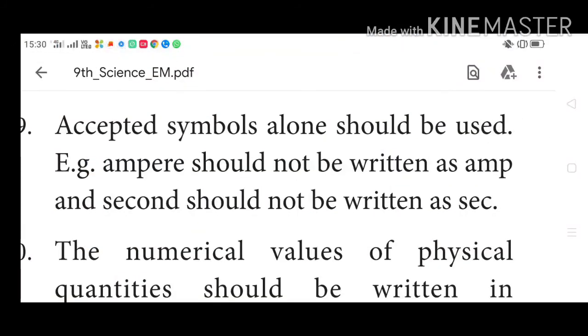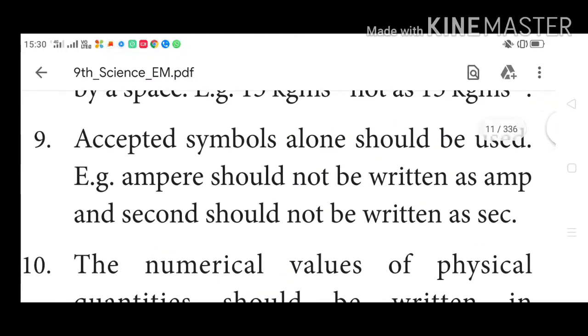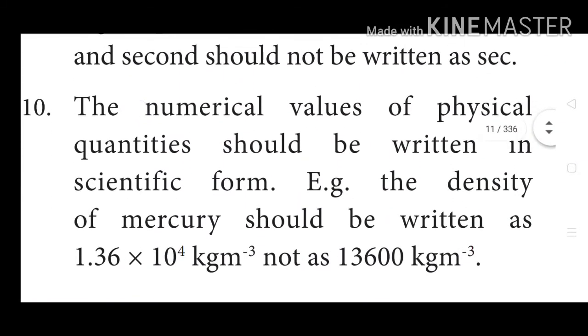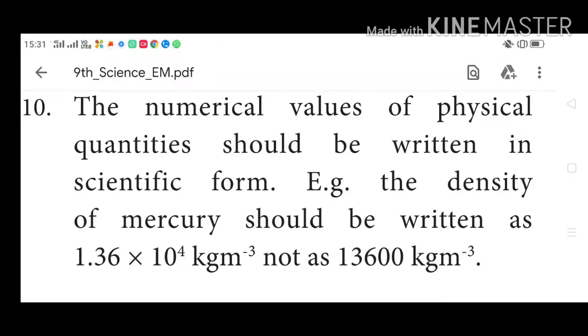The 10th rule is that numerical values of physical quantities should be written in scientific notation, not in the full form of the numerical value. For example, the density of mercury should be written as 1.36 times 10 power 4 kilogram meter power minus 3, not as 13,600 kilogram meter power minus 3.